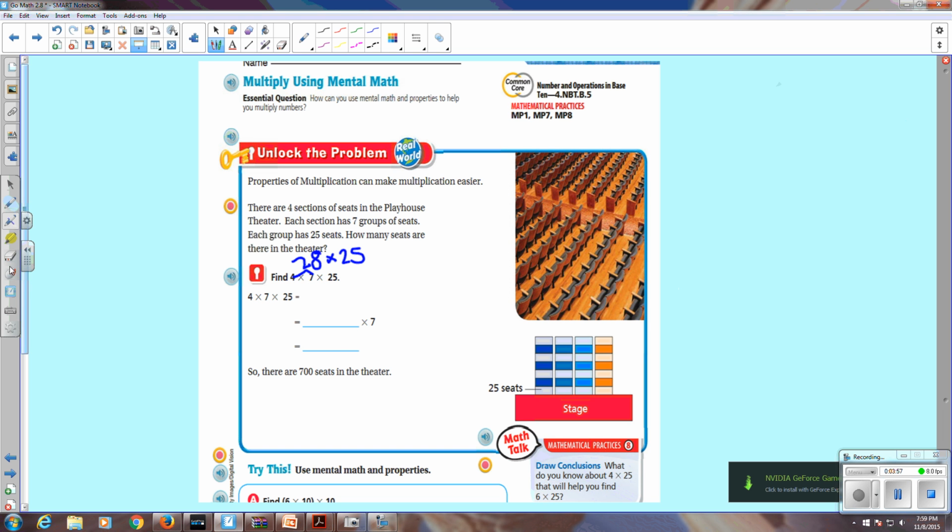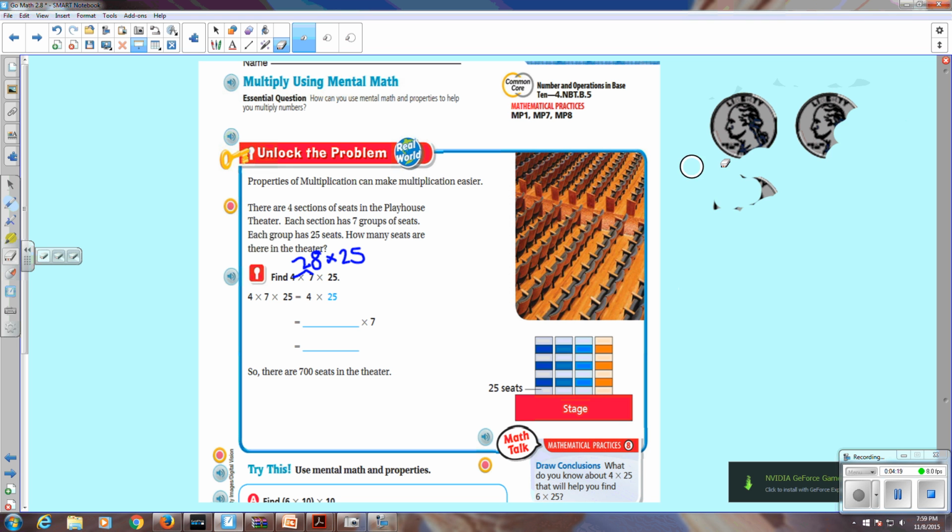Is there something I can do to make it easier? Well, I know 28 times 25 is hard, but looking at these problems, if I switch the order, I actually think I could find an easier problem. Because if I did 4 groups of 25, 4 times 25. Now thinking about it, 4 times 25 is kind of like 4 quarters, right? Because the quarters are each 25 cents.